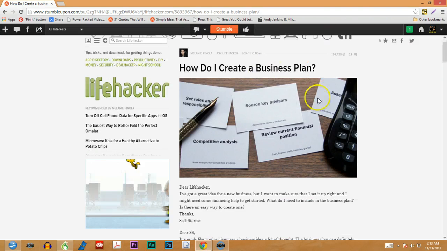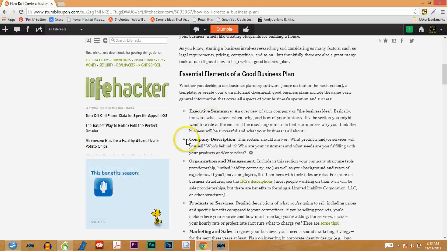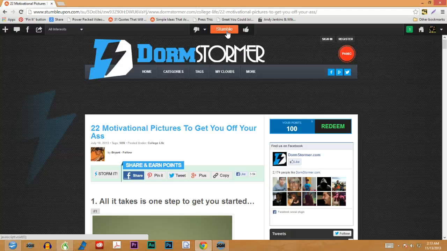How do I create a business plan? Another one, guys. Read through this. Executive summary. You could write a whole article about an executive summary. You could write a whole article about the importance of a company description. And these are kind of boring things. I don't know that a lot of people would actually share stuff like that, but it is content that you could use for your blog.